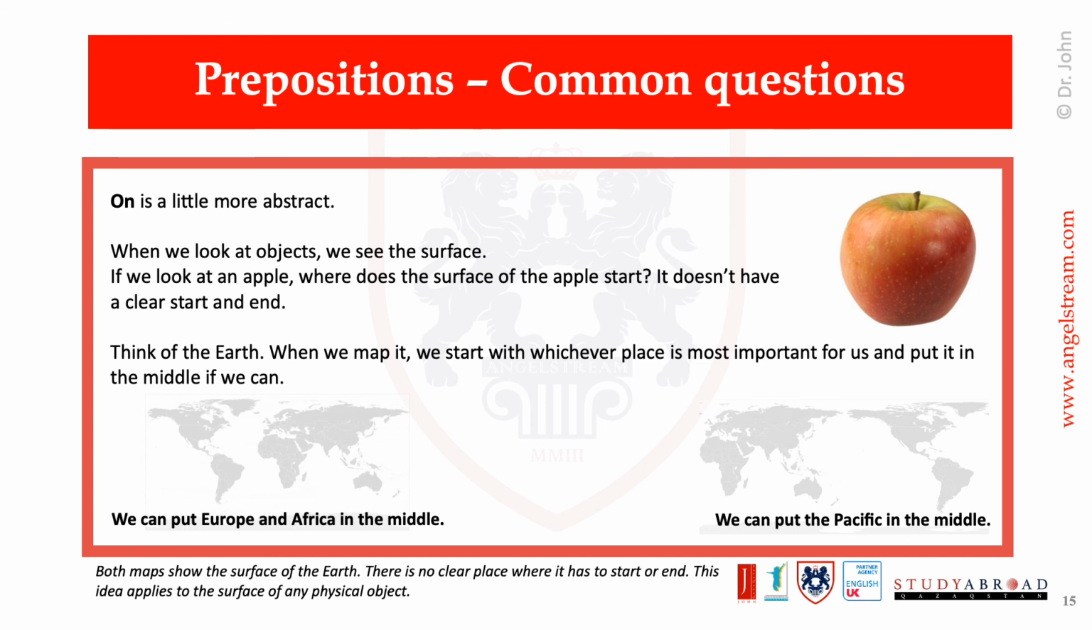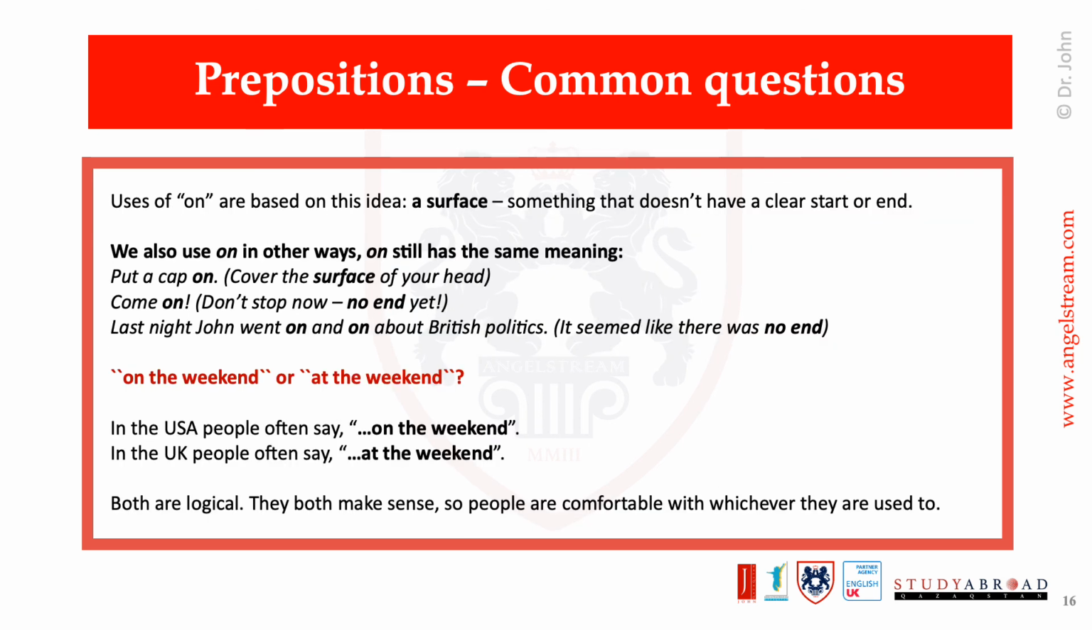So there's no clear place where I would say I should start from here, or the start of the world is here, or the start of the world is here, right, from Kazakhstan. So it doesn't apply to the surface of any physical object, so it can be anywhere. That's why it's sometimes a kind of abstract to use. The use of on is also based on the fact that something doesn't have a clear start or a clear end.